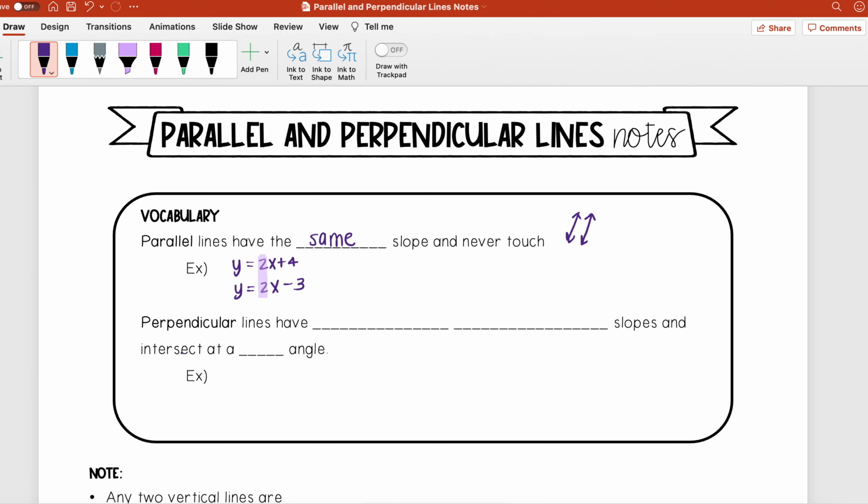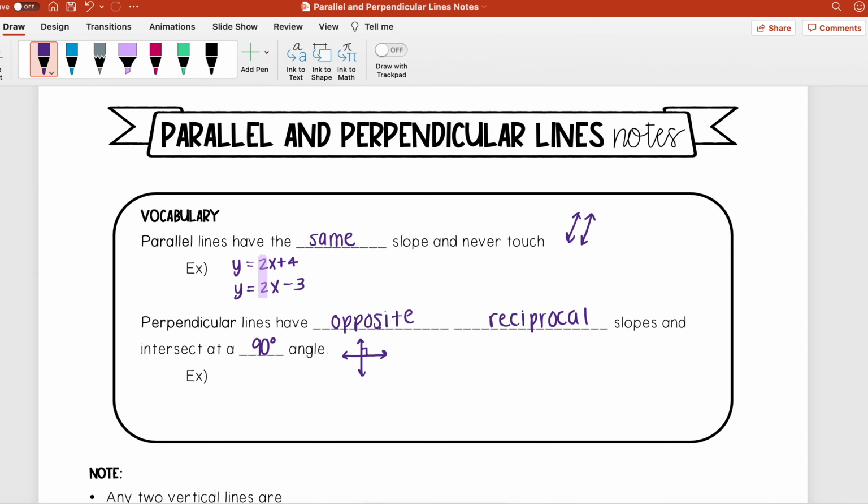Perpendicular lines, on the other hand, are a little bit special. So they have opposite reciprocal slopes and intersect at a 90-degree angle. Okay, let's unpack that definition. So first, intersect at a 90-degree angle, that means they intersect at a right angle. And so that would look like this. So like our grids where we graph, the x and y axis are perpendicular lines because they intersect at a 90-degree angle.